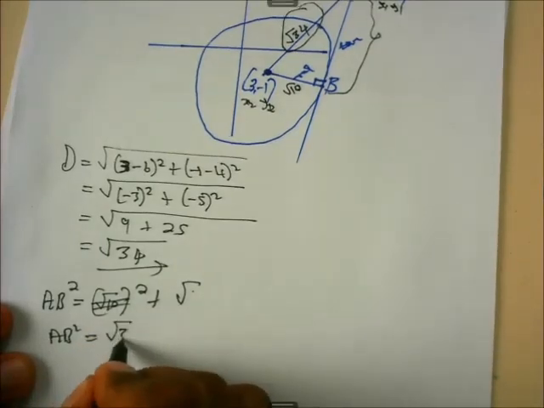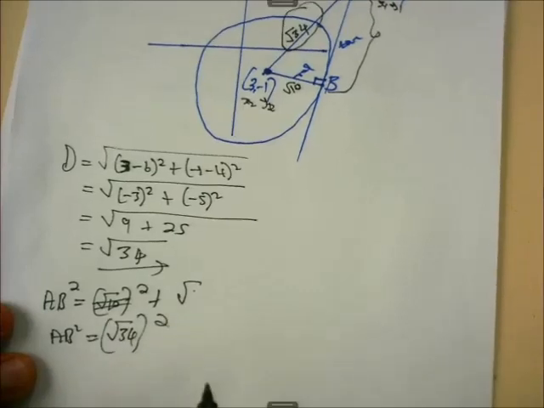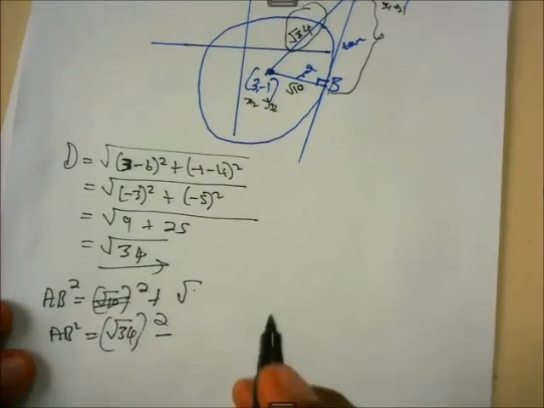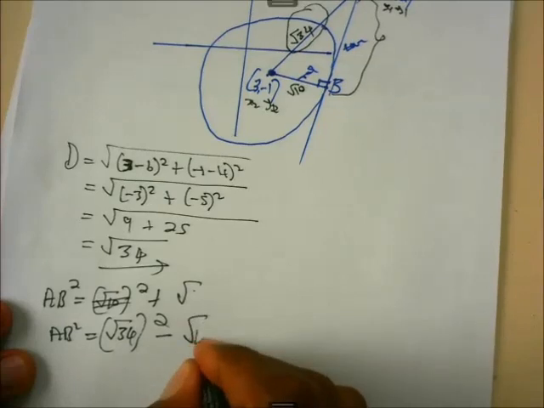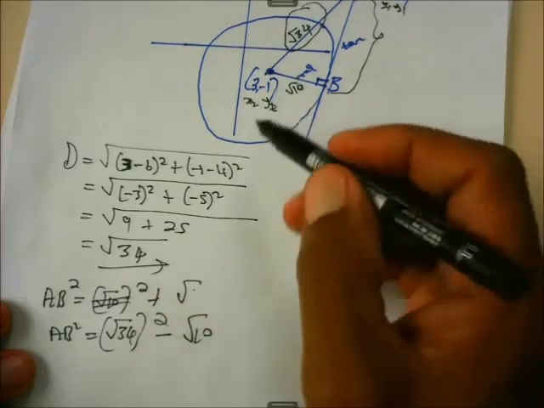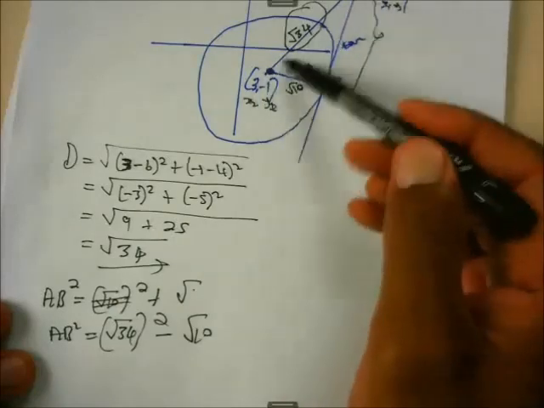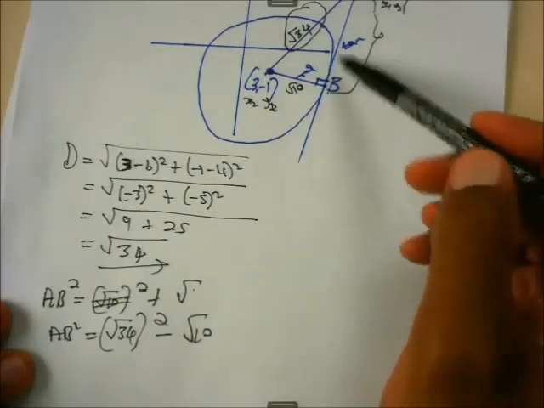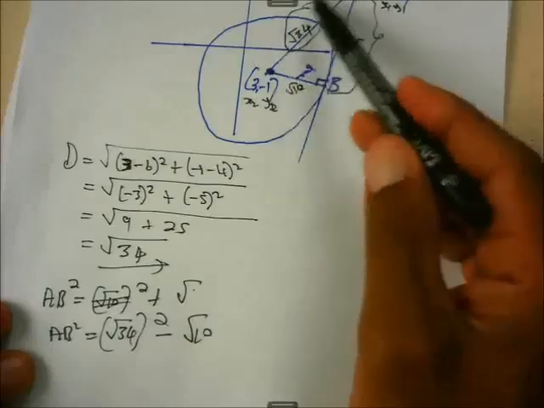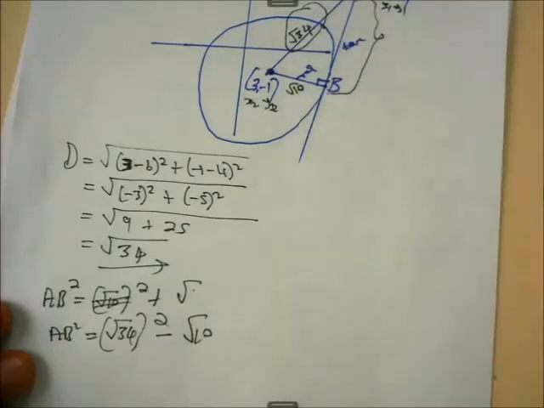The square root of 34 all squared, minus what? Minus the square root of 10. Because remember, we only added the two if we are finding the longer side, the hypotenuse side here. But now we are finding another side. That is where we must take the hypotenuse side minus the square root of 10.